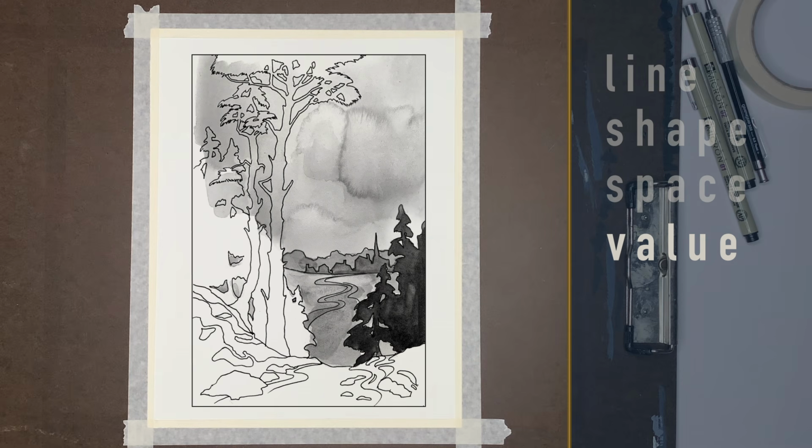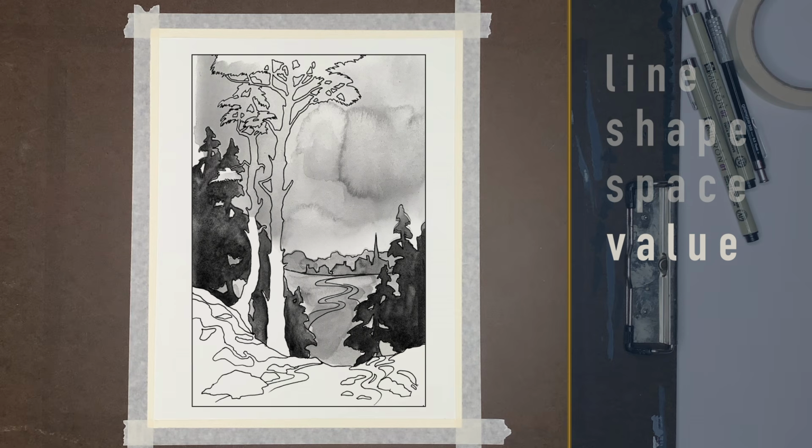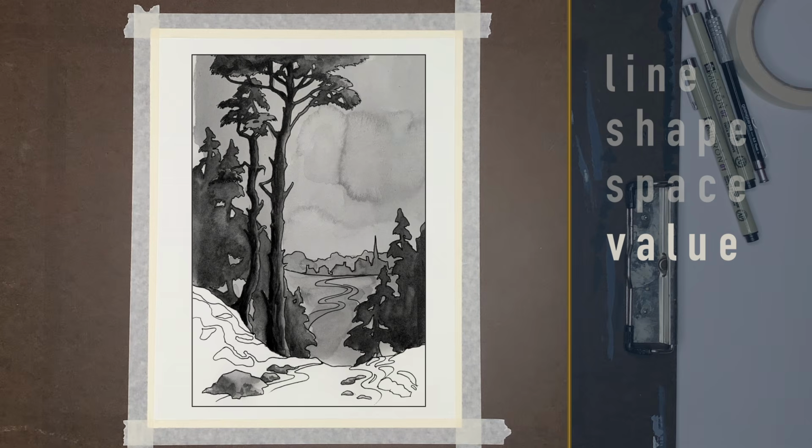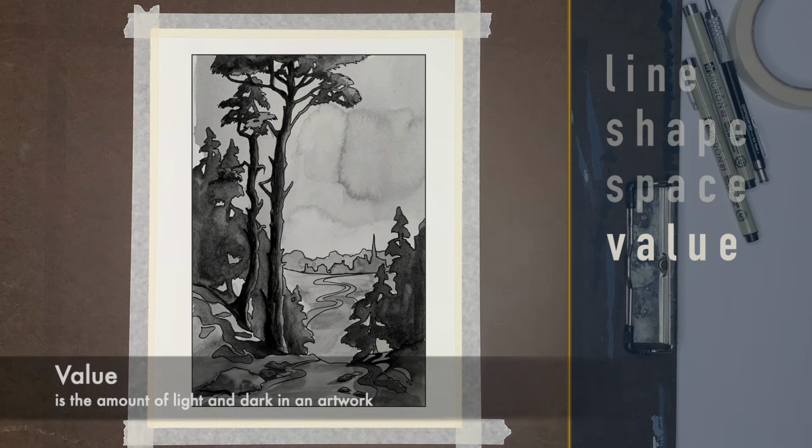Thanks to values, we can mold flat shapes into 3D forms. We can define background versus foreground. We can add air and a sense of space in a picture. The more varieties of values you add to an artwork, the more detailed and realistic it looks. Value defines objects in space. A black and white photograph would be a good example.